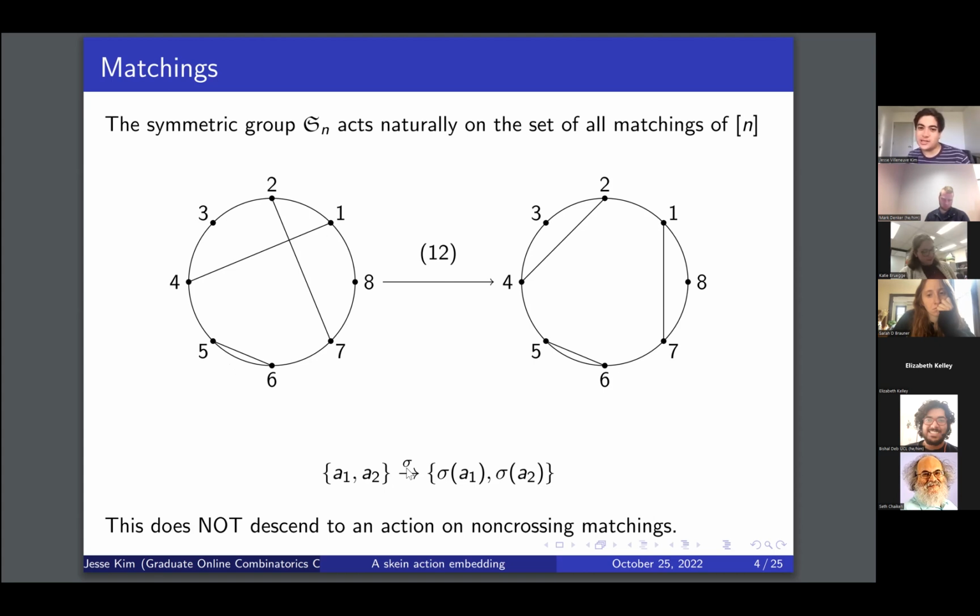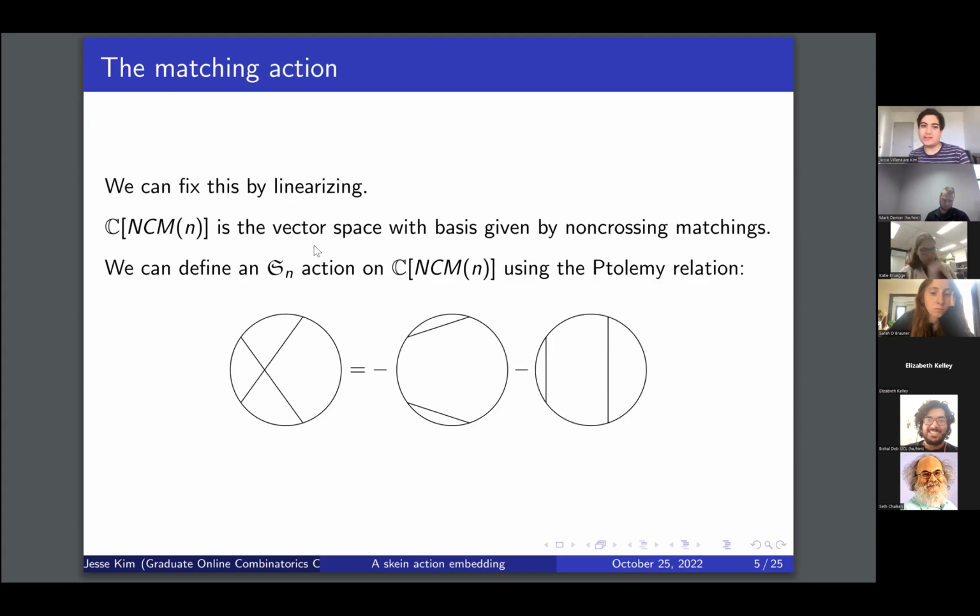But if you think about this action, it doesn't give you an action on the set of non-crossing matchings, because if you start with a non-crossing matching and act in this fashion, you could introduce crossings. Like if we started with the matching on the right and acted by this same transposition, it's going to be sent to the matching on the left, and suddenly there's a crossing. So with this natural action, we don't get an action on non-crossing matchings. But what we can do to fix this is think about linearizing. Instead of acting on just the set of non-crossing matchings, we can act on the vector space spanned by non-crossing matchings. If we allow the image of this action to be sums of matchings, we can actually get an actual action on non-crossing matchings.